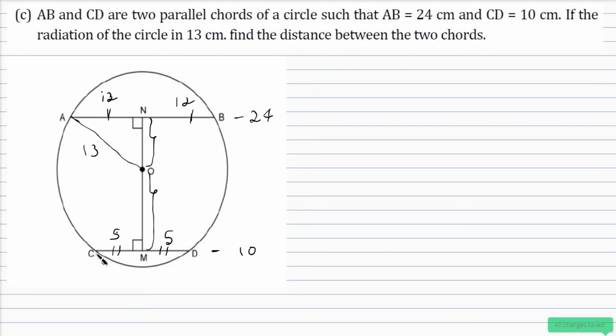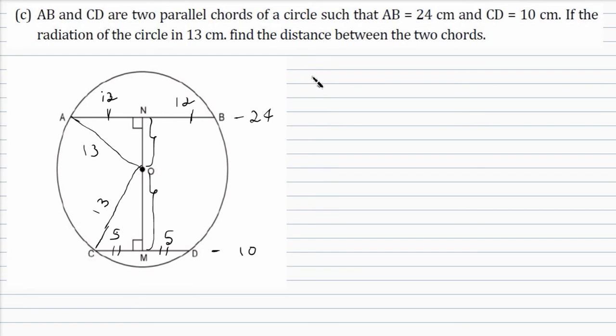So we need to join this line OC. OC is nothing but 13 centimeter and we know CM is 5 centimeter, and we can solve for OM. OM plus ON would give us the distance between the two chords, which is required in the question. So let's do it in words.